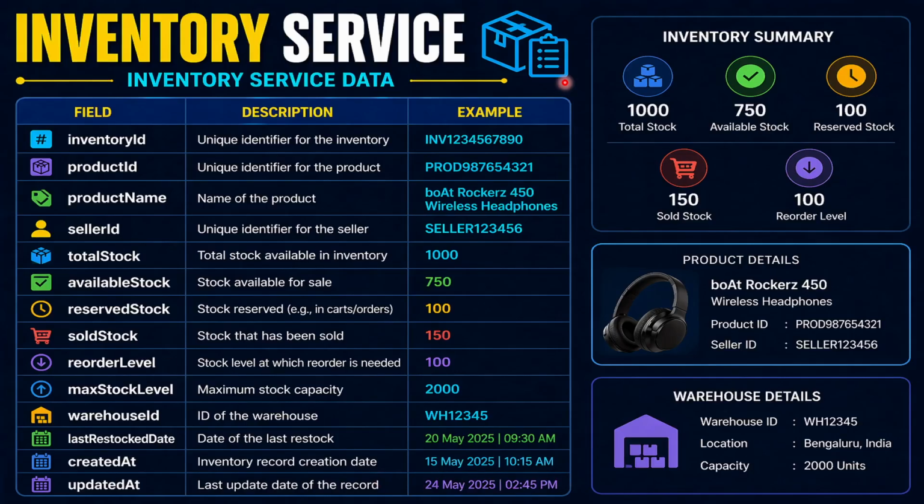Created at, updated at. These are the example of the inventory service. Inventory summary: total stock, available stock, reserved stock, sold stock, reorder level, product details, warehouse ID, location, capacity. This is the inventory microservice entity fields.